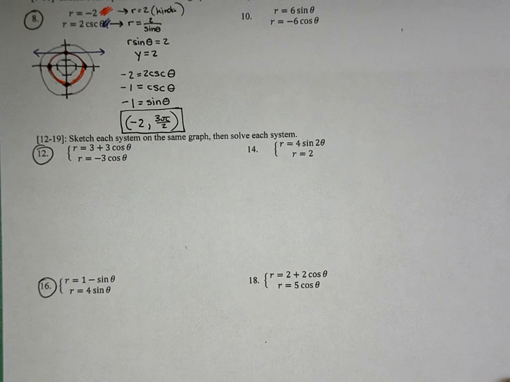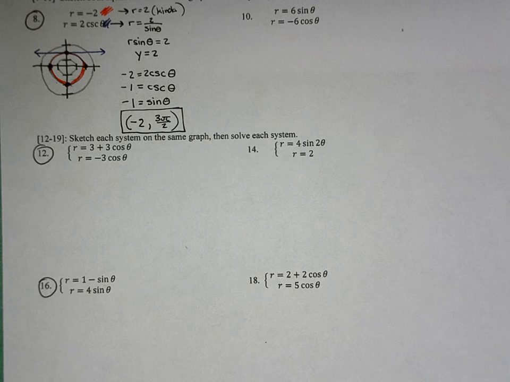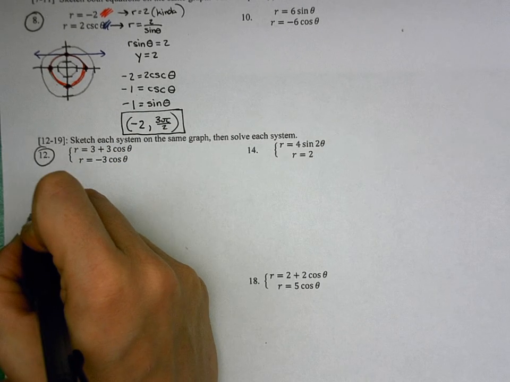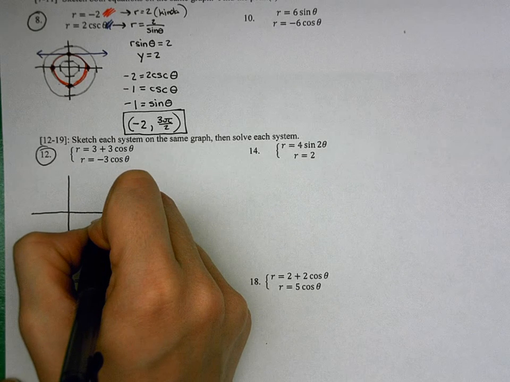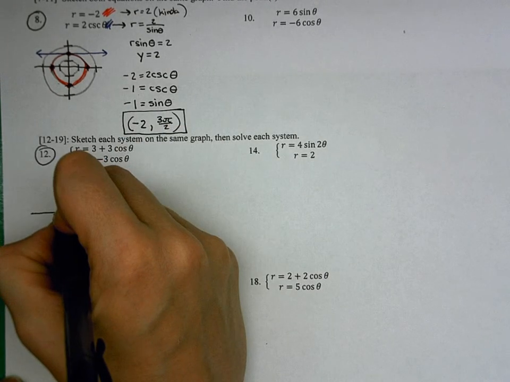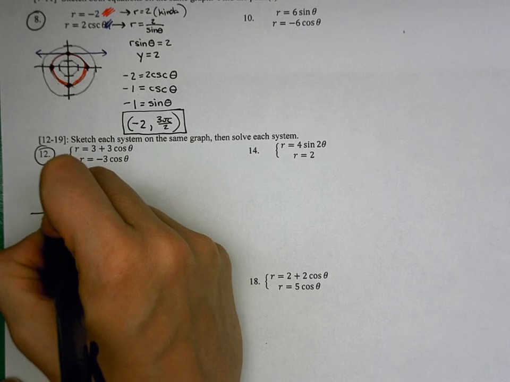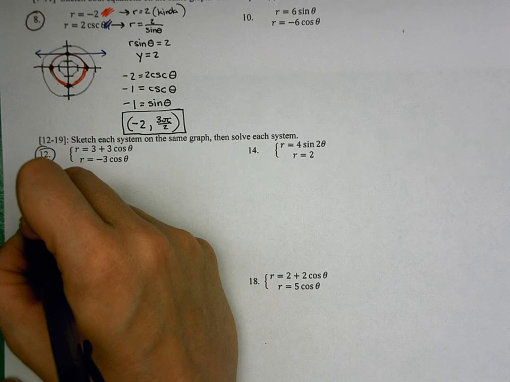Okay, 2 more here. Numbers 12 and 16 are what we are going to do, which is honestly more of what we've already been doing. We're going to start by sketching each system on the graph, and then we're going to solve the system. Okay, so let me go ahead and give myself a little coordinate axis here. 1, 2, 3, 4, 5, 6. 1, 2, 3, 4, 5, 6.